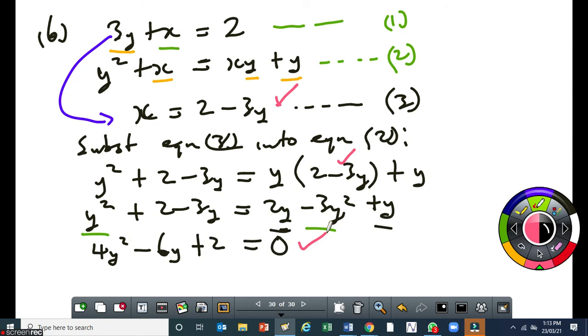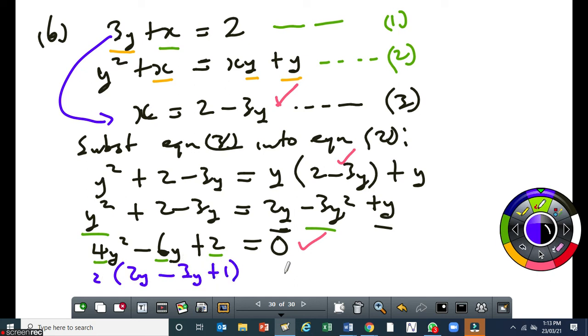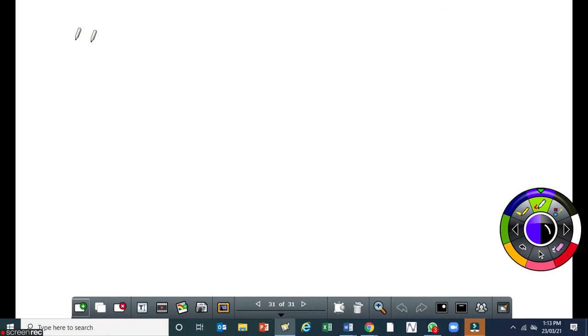Since there is a common factor here, which means I can factorize. So this will become 2 times (2y squared minus 3y plus 1) equal to 0. Then you divide both sides by 2. If you do that, you end up getting the final equation: 2y squared minus 3y plus 1 equal to 0.